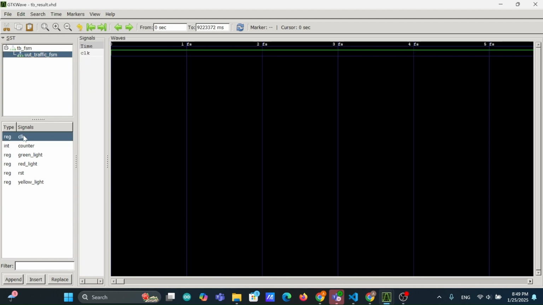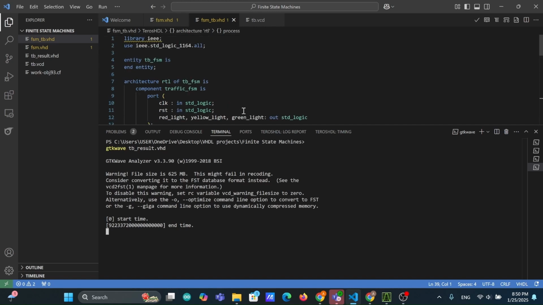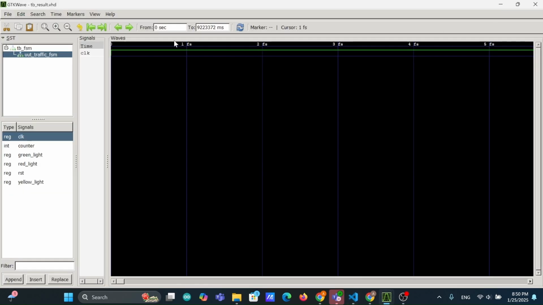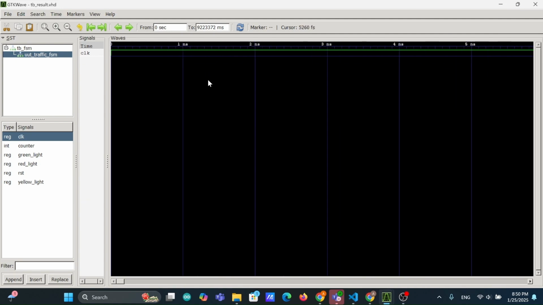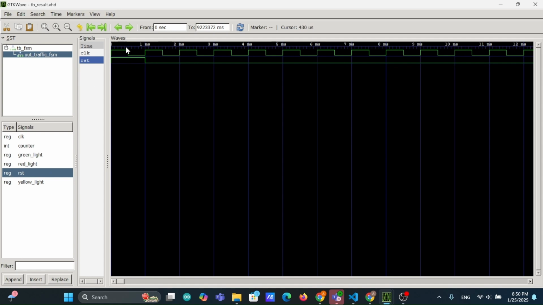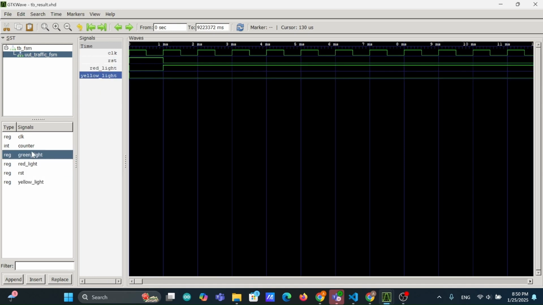So we have the clock, and within the finite state machine, I've defined the clock frequency such that the clock has a period of 1 millisecond. And so we need to zoom out such that we're in the millisecond scale. Okay. And then we have the reset. This is where the reset is transitioning to low. And then we have the outputs of the entity, the red light, the yellow light, and the green light.